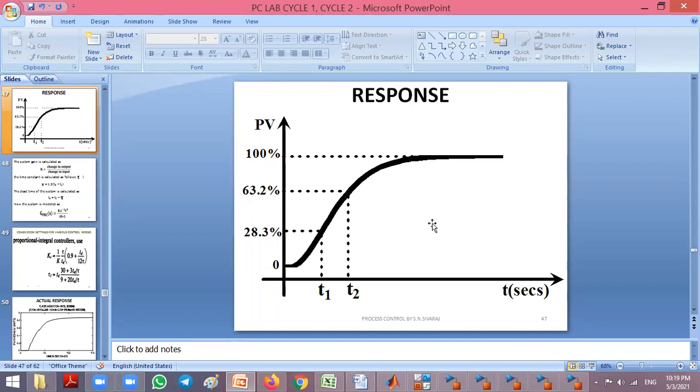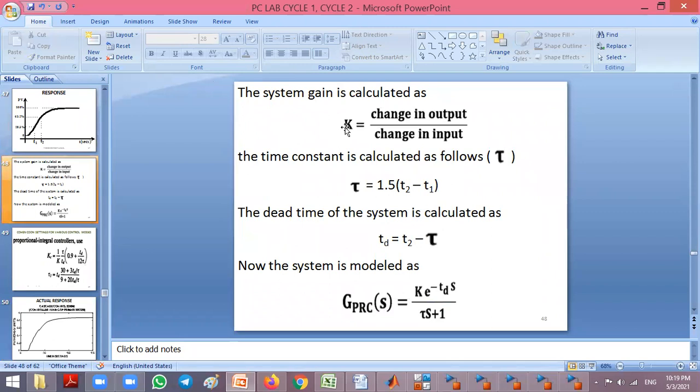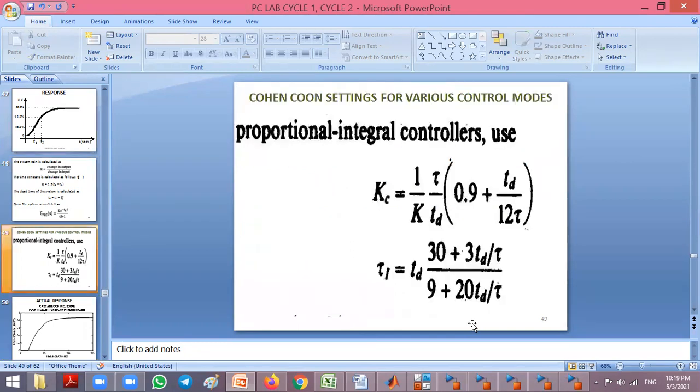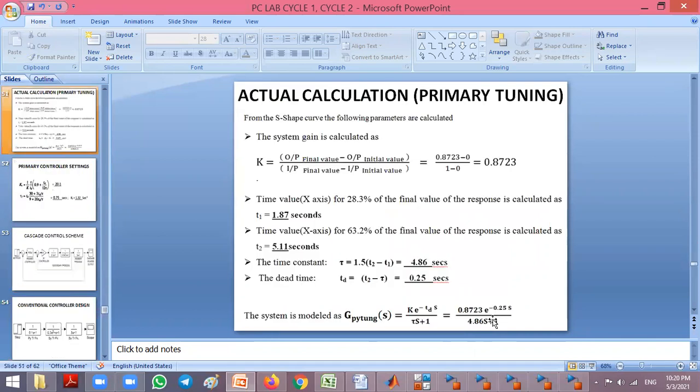Now from this S-shape curve, I'm going to calculate all the parameters: K, tau, TD, and find the model of the process. Generally, for cascade control or any controller, we will be using PI control action. So for the primary controller, I'm going to use PI mode. I do only the PI controller settings of Cohen tuning. I'll find the KC and TI value using this formula, and from that I will find the closed loop.